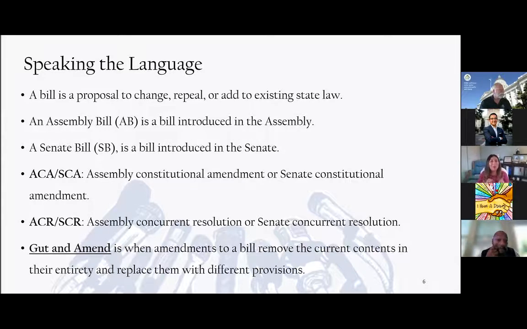So remember I told you that February 19th was the deadline to introduce legislation? Well, there are always loopholes. And our loophole is called gut and amend. It's when amendments to a bill are put in that remove the current contents of a bill that has already been introduced, strip it entirely, and come up with completely new provisions.